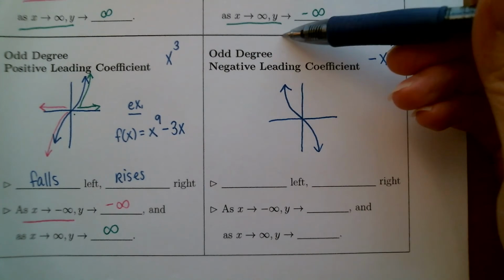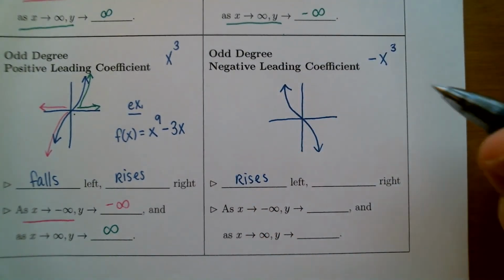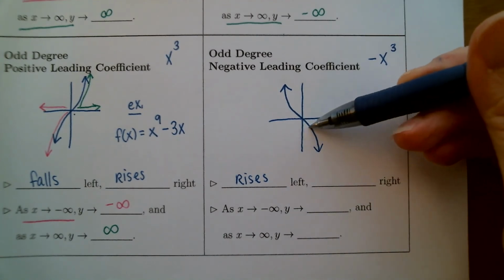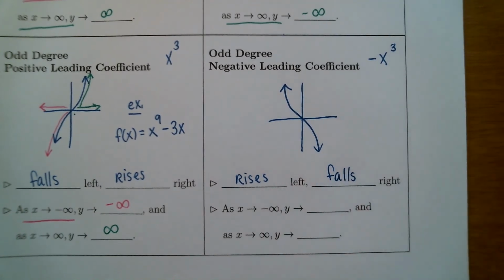So what's it doing to the left? Well, on the left side, it's rising. So it's going to rise to the left. And then what's it doing on the right side? On the right side, it is falling. Now we can do the more mathematical notation.